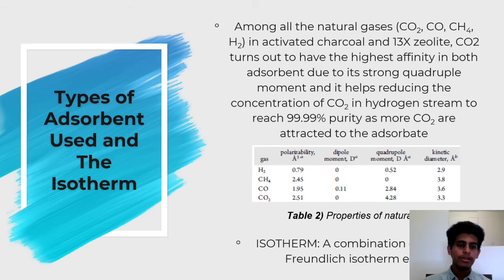By comparing all the gases in activated charcoal and 13X zeolite, carbon dioxide turns out to have the highest affinity in both adsorbents. The Langmuir-Freundlich isotherm includes the knowledge of adsorption on heterogeneous surfaces. It describes the distribution of adsorption energy onto the heterogeneous surface of the adsorbent. The Langmuir-Freundlich isotherm consists of several parameters, and these parameters can be obtained by using nonlinear regression techniques.